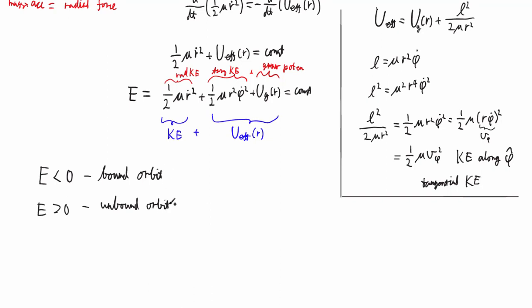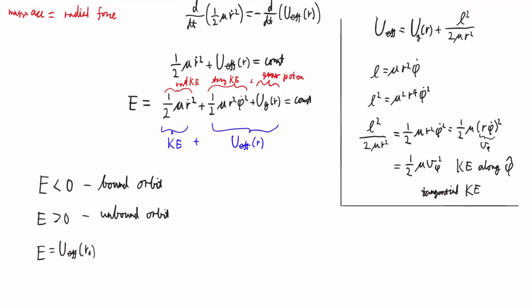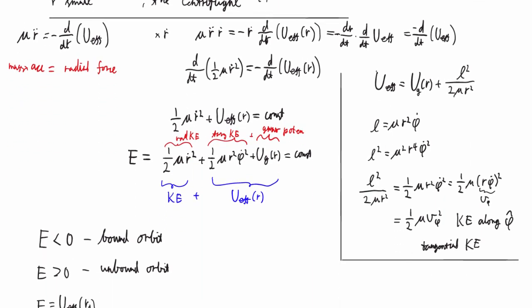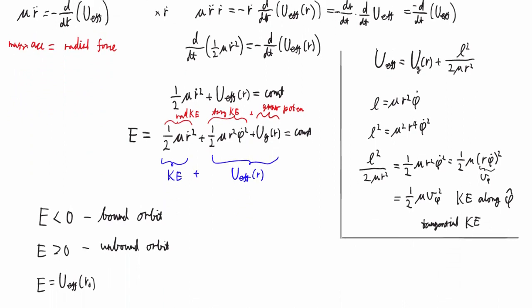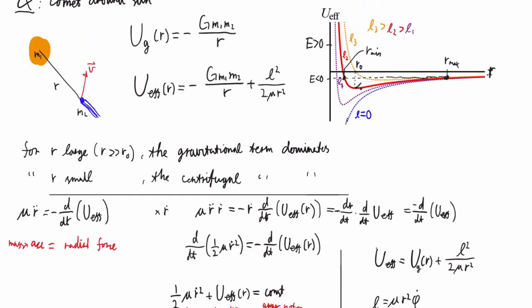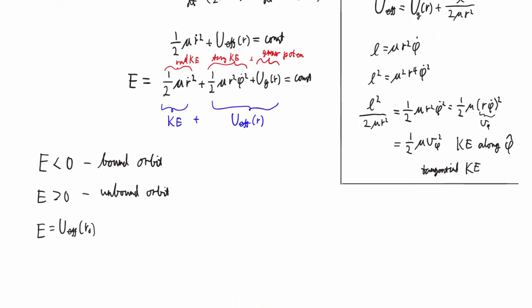Which means that r can be infinitely large. E can also be equal to, at its minimum, U effective at r naught, and remember how we define that: that's the point where the effective potential energy is at its minimum. So if that happens, then r is fixed. If this is our total energy right here, then r can neither increase nor decrease, and we have circular orbits, because r changes not at all over time.